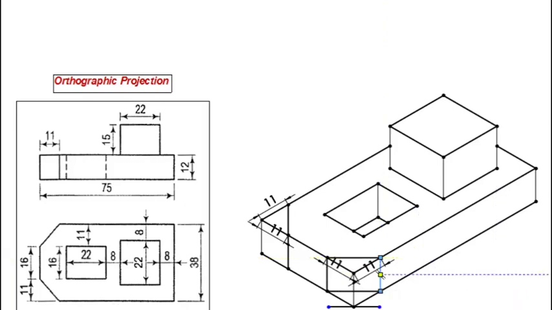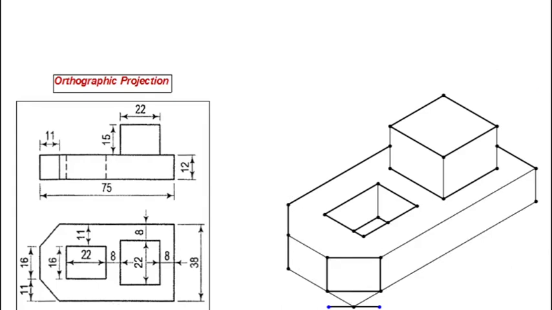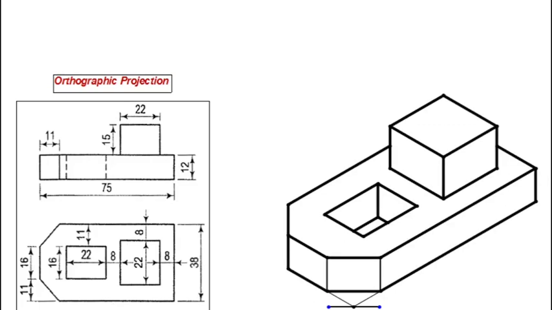Okay, now I am trimming the unnecessary portions. After trimming, your object will look like this. Okay, then I am highlighting the main object. Now your isometric view is completed. This is your solution. Thank you.